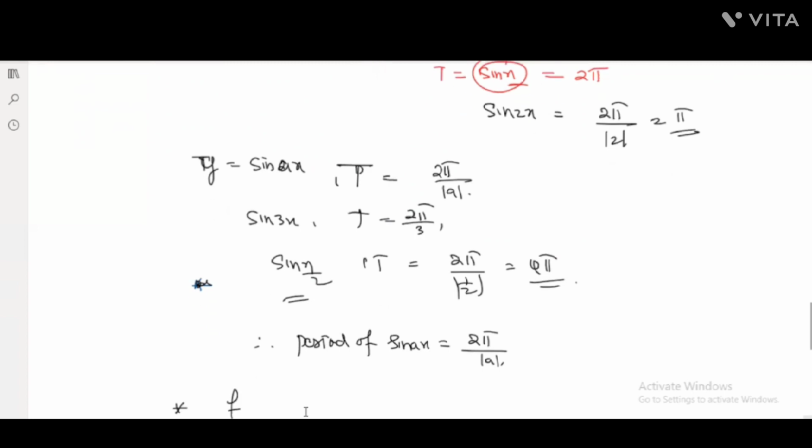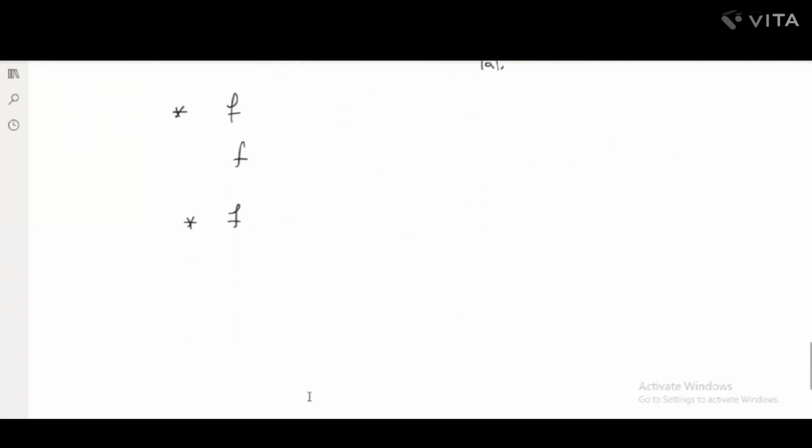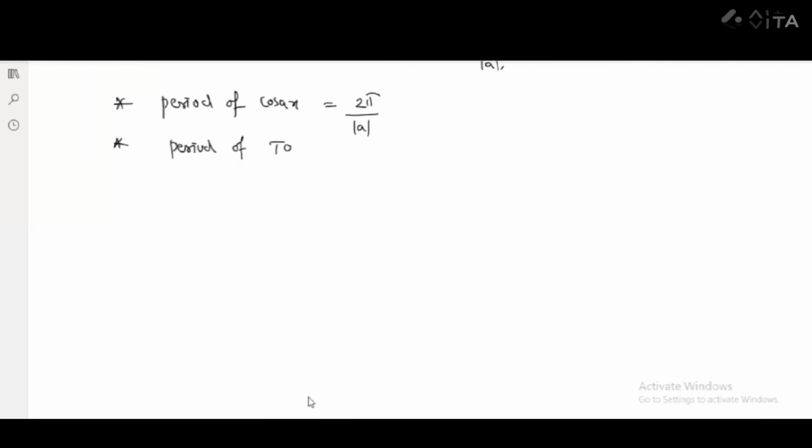So similarly, the period of cos ax is equal to 2 pi by mod a only, and the period of tan ax is equal to pi by mod a. So like this we can find the period of trigonometric functions.